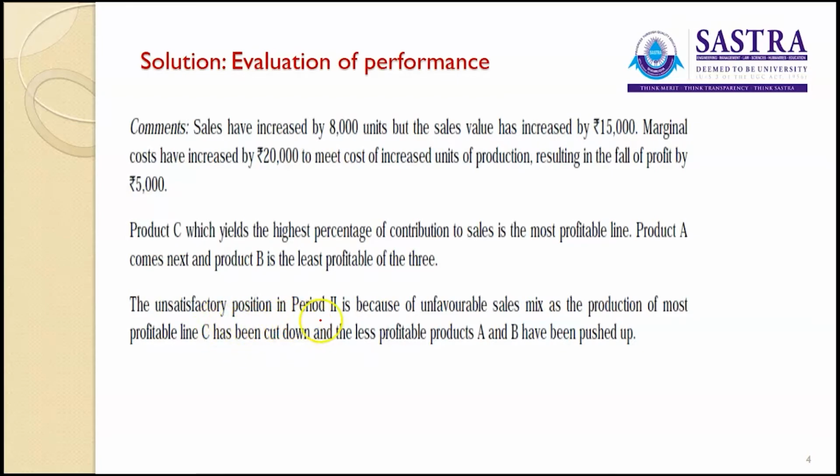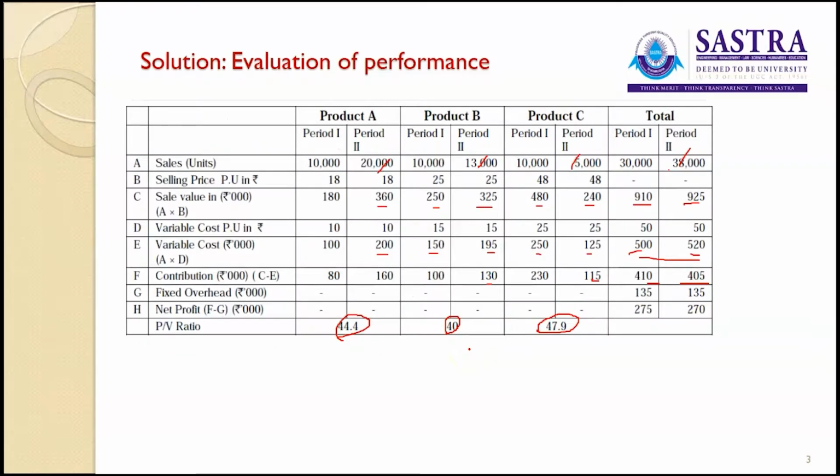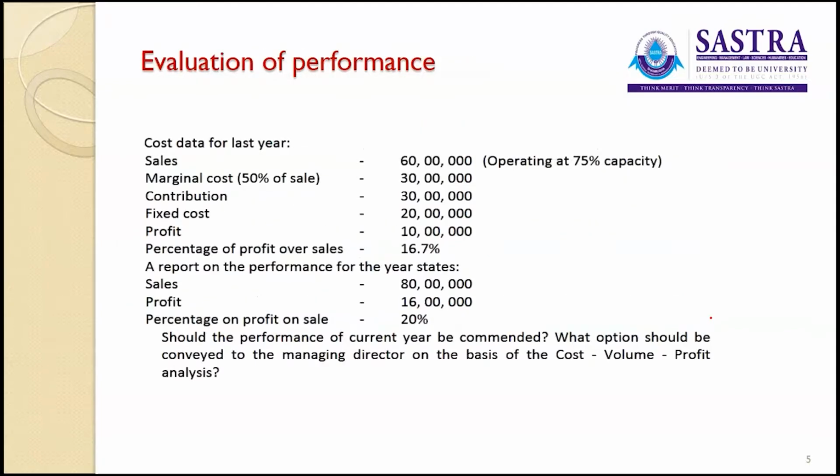The unsatisfactory position in period 2 is because of the unfavorable sales mix, as the production of most profitable line C has been cut down and the less profitable products A and B have been pushed up. See here, we have product C as 10,000 decreased to 5,000 here. But the products A and B, that is from 10,000 to 20,000 for product A, 10,000 to 13,000 for product B. So the less profitable items have been increased here. The most profitable items have been decreased here. That's why there is an unfavorable position in case of your period 2. So this is the way in which we have to evaluate the performance of the three products.